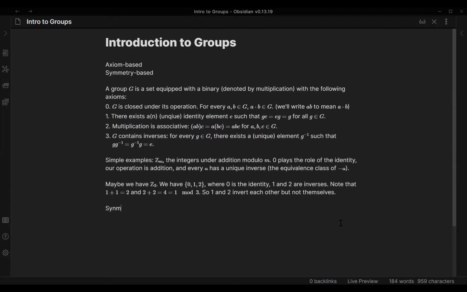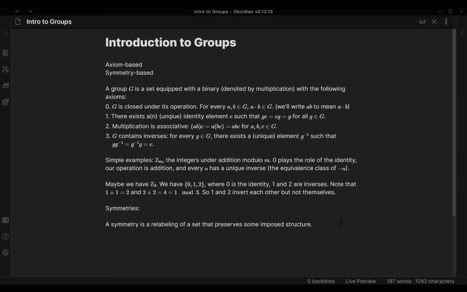All right, now let's talk about symmetry. So what is a symmetry? It's a relabeling of some set of things. I should be careful of my language. It's a relabeling of some set of things that preserves some structure that we impose.